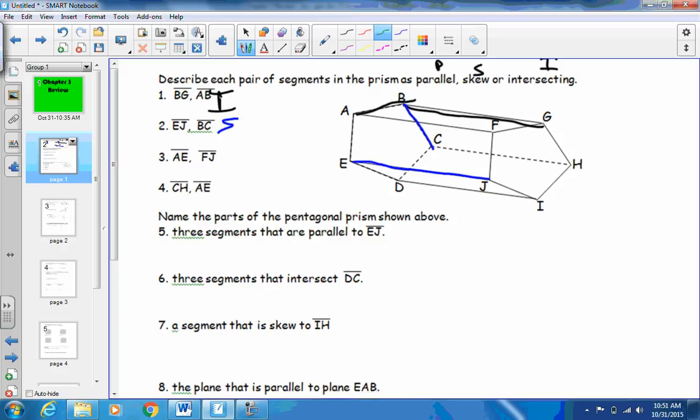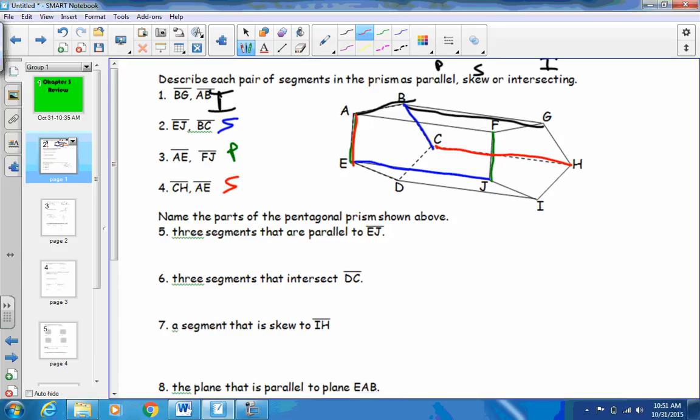All right, segment AE and FJ. We'll do green here. Those are in the same plane, and they would be parallel, assuming that would make a rectangle. So they would be parallel to each other. And the last one, CH and AE. Oh, we have AE again. Those are not in the same plane, and they're also not intersecting, so they are skew lines. They're not parallel either.